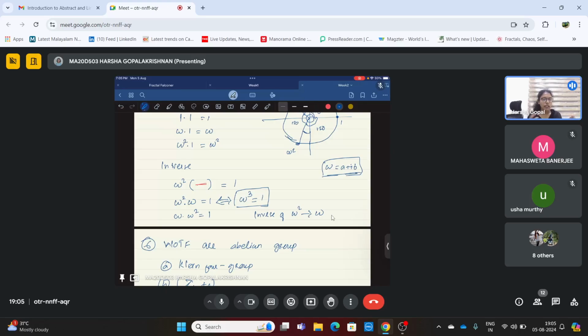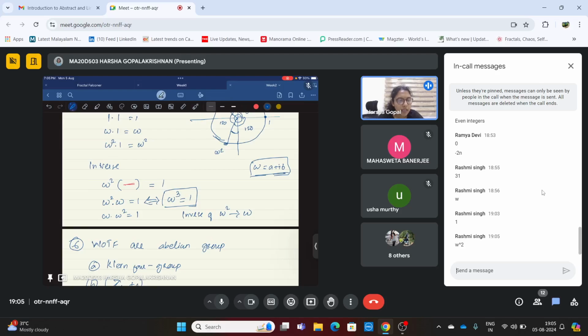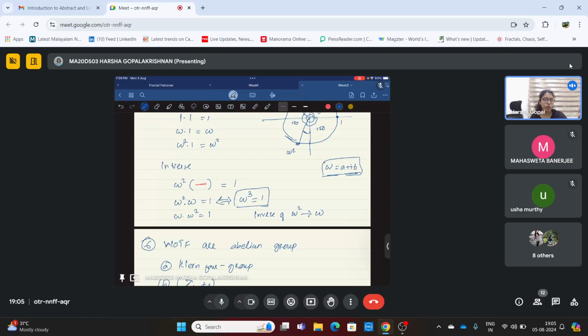omega. In the other way, what is the inverse of omega? Omega square. Good. It is the same thing: if A has inverse B, obviously B has inverse A also. You can remember that. Fine.